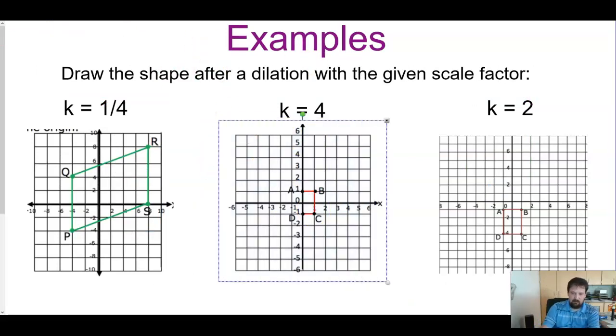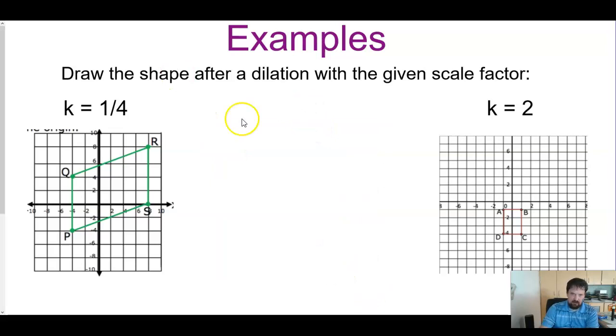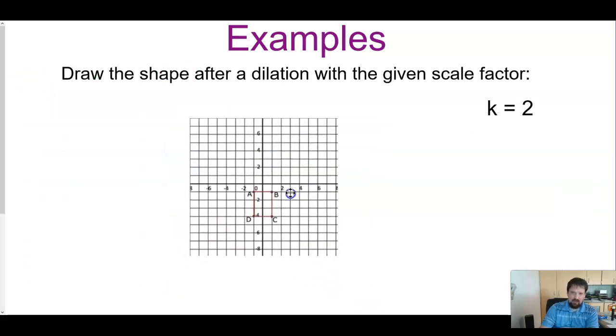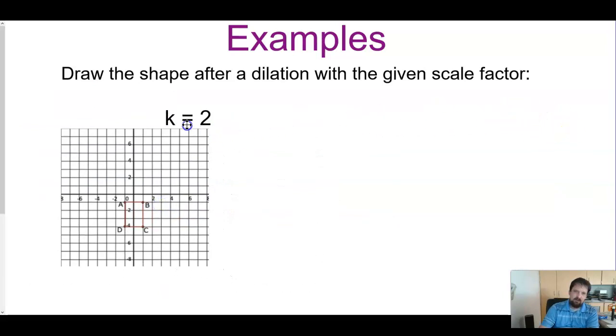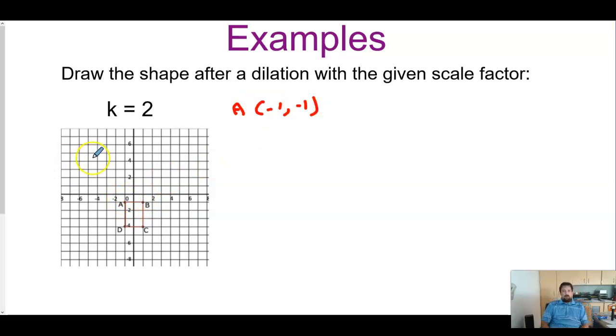Just to make this video not as long, I'm just going to take a look at this one right here. So we're going to use the scale factor of k equals 2, and we're going to draw the shape after the dilation. So we're going to look at each vertex and make the new vertex for the new image. Right here we have vertex A, and that coordinate is -1, -1.